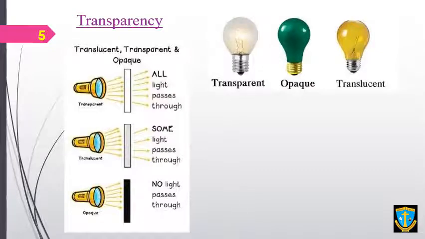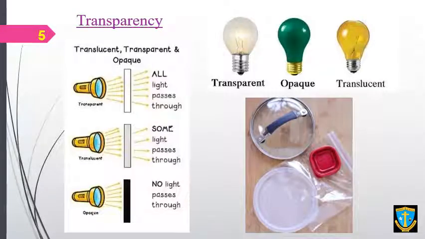Look at these bulbs here. Transparent, opaque and translucent examples. You can try this experiment at home. These are also some items which are easily available at home. We can group them up depending upon their transparency.